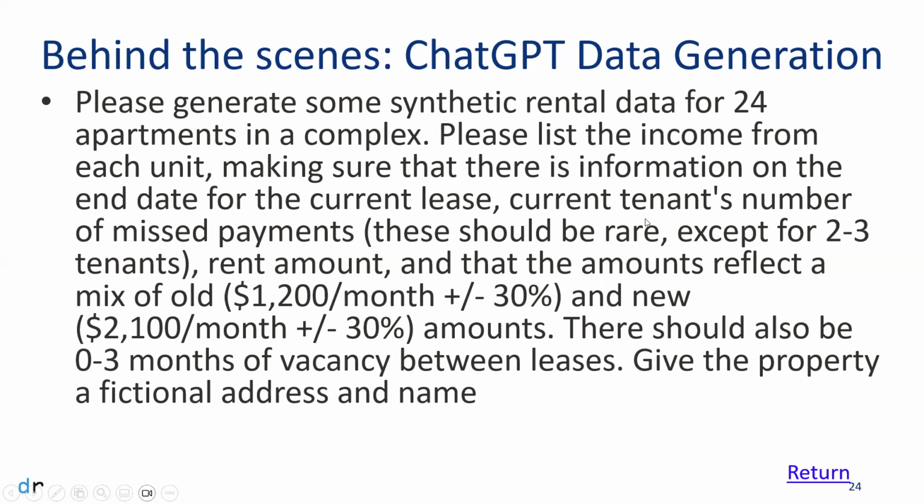These should be rare, except for 2 to 3 tenants, the rent amount and the amount that reflects a mix of old, let's say $1,200 a month plus or minus 30%, and new rates, $2,100 a month plus or minus 30%. I have no idea what Seattle's rental market is, but I figured it's probably more expensive than here. There should also be 0 to 3 months of vacancy between the leases. Give the property a fictional address and name.